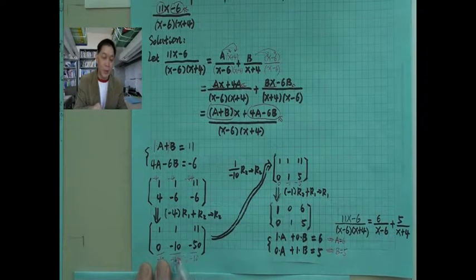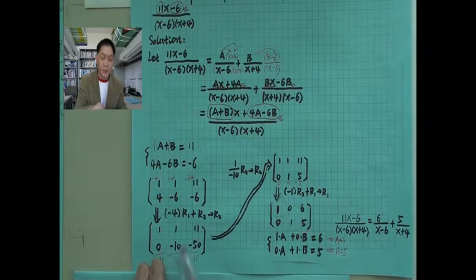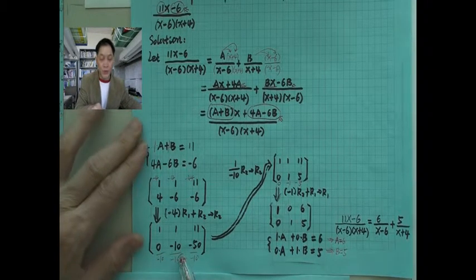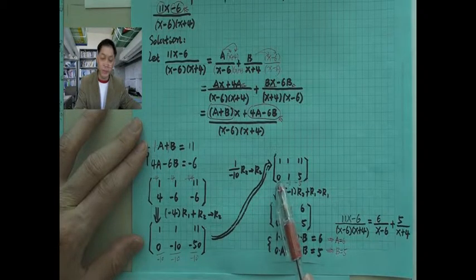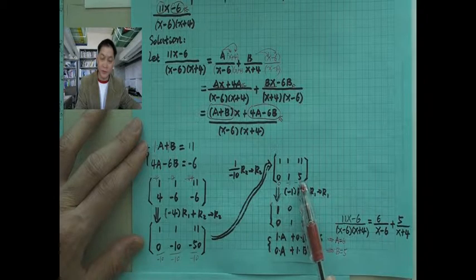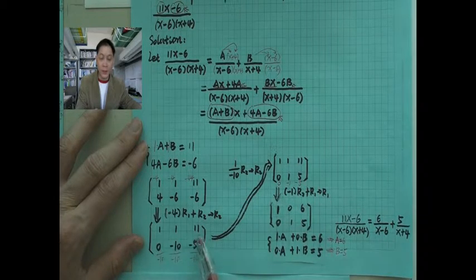We want this place, which is negative 10, to be positive 1. So we divide row 2 by negative 10. 0 divided by negative 10 is 0. Negative 10 divided by negative 10 is 1. Negative 50 divided by negative 10 is positive 5. Row 1, again, we leave it: 1, 1, 11.